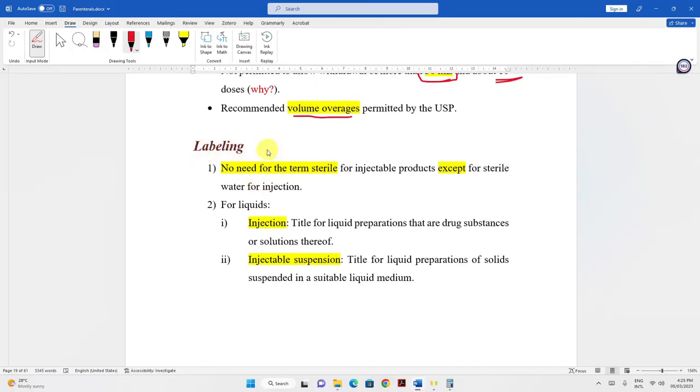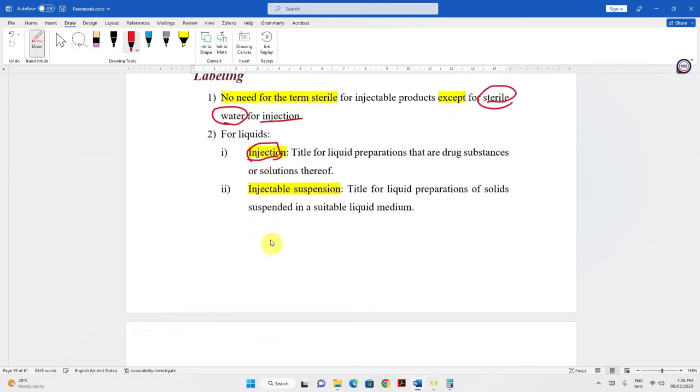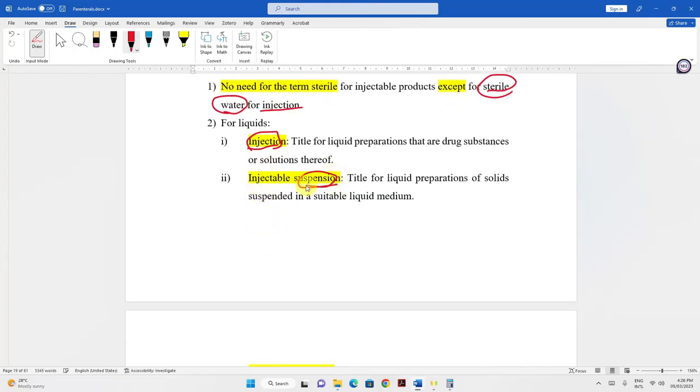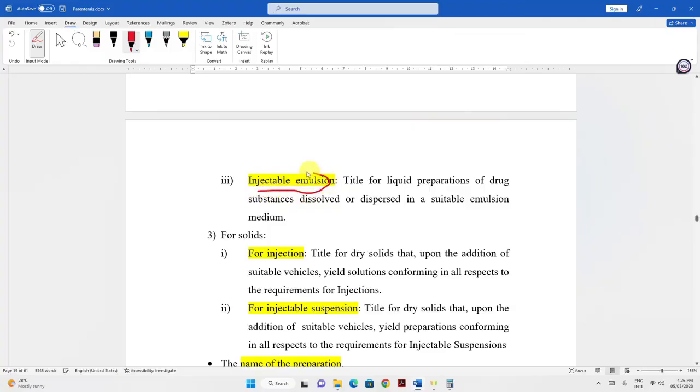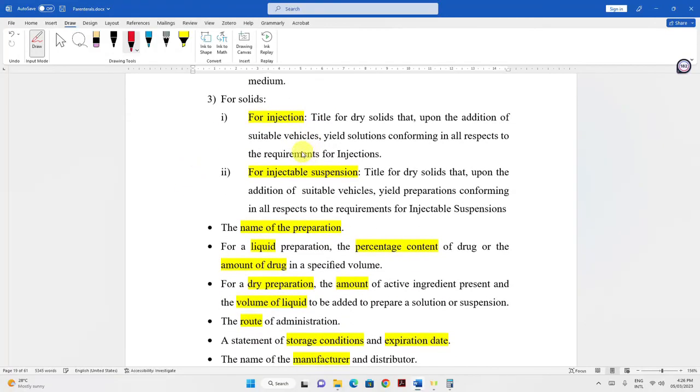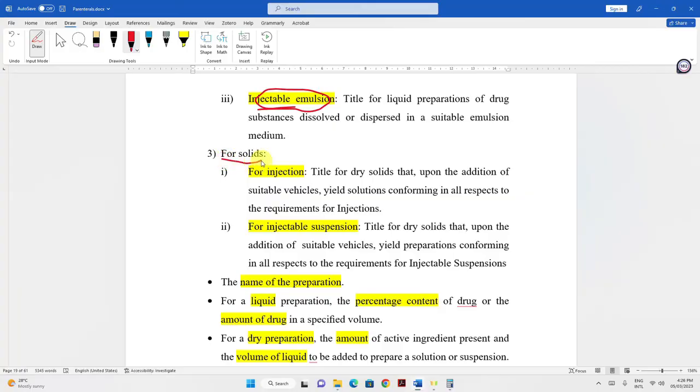Labeling. Okay, as I said, no need to add the word sterile except when we are talking about water. So any injection is sterile. Another thing which we already talked about, when the label says injection, it means it's a solution. Injectable suspension, I'm talking about suspended particles. Injectable emulsion, we are talking about an emulsion preparation. But if the preparation has solid for reconstitution, then it can be either for injection or for injectable suspension. Of course we talked about all these in the first part.